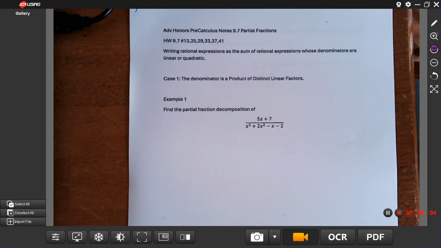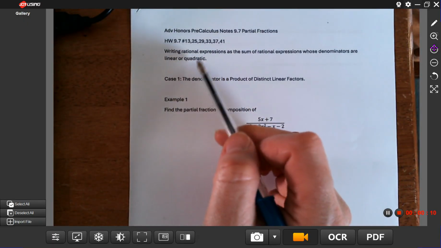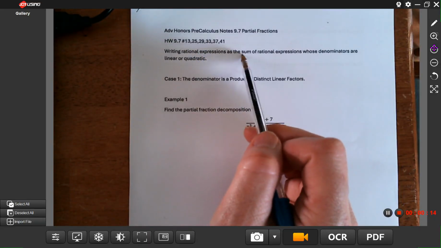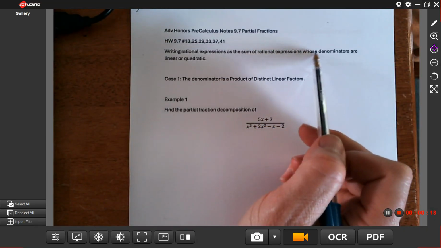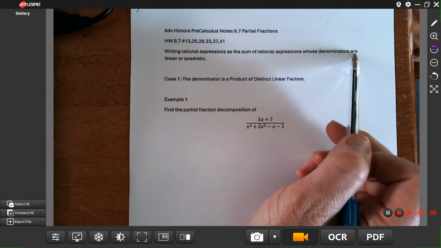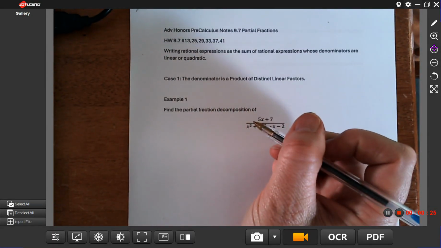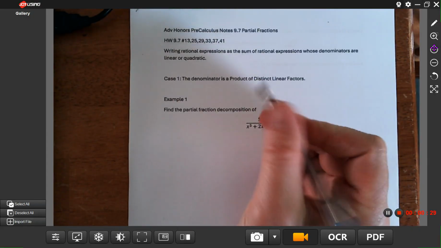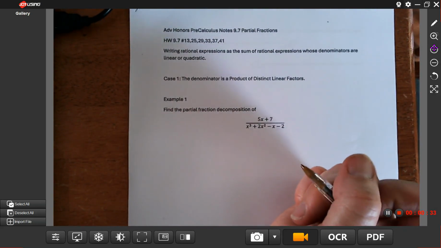So we're going to work on the topics in section 9.7, and the topic is partial fractions. We're going to write rational expressions, so they look like a fraction, as the sum, addition, of rational expressions, again fractions, and those expressions have denominators that are linear or quadratic, because remember, we have a theorem that states that any polynomial can be factored into the product of linear and irreducible quadratic factors.